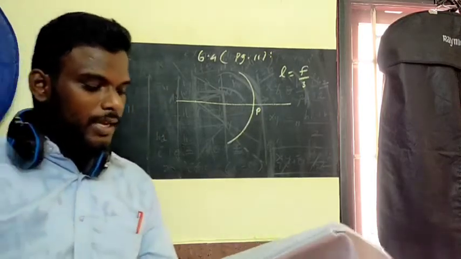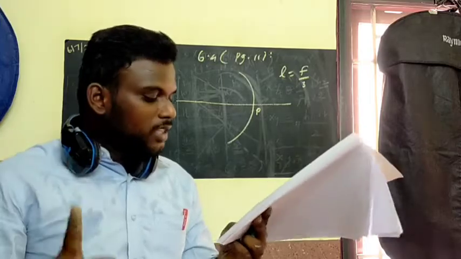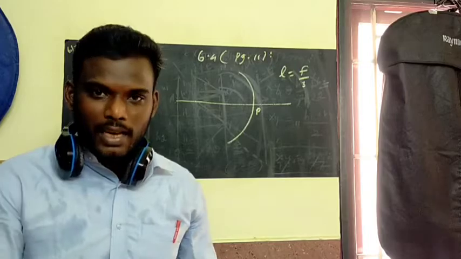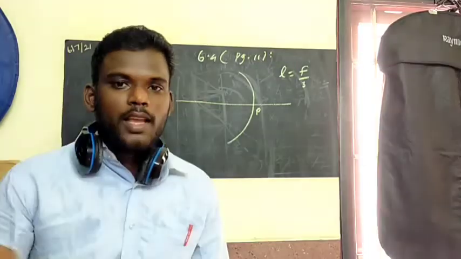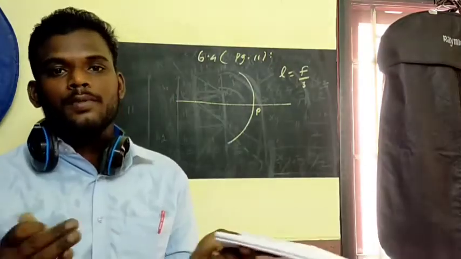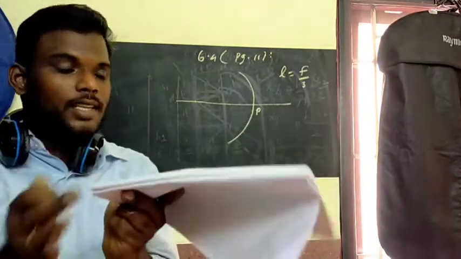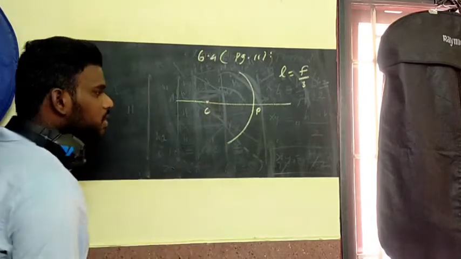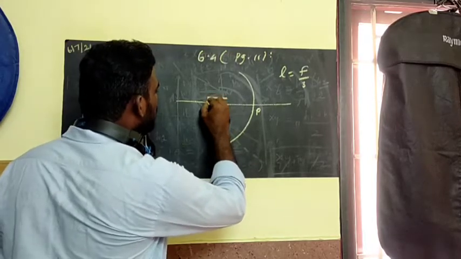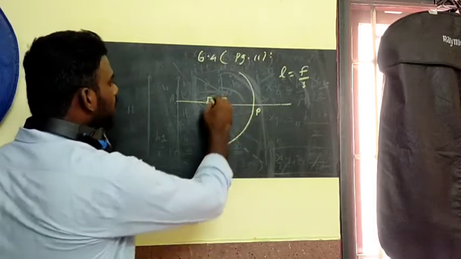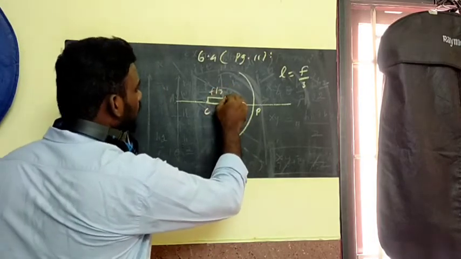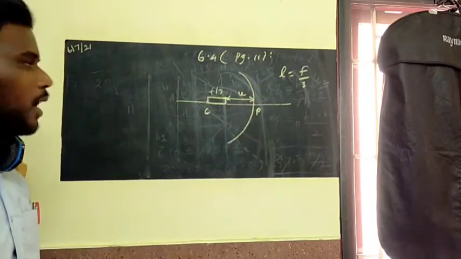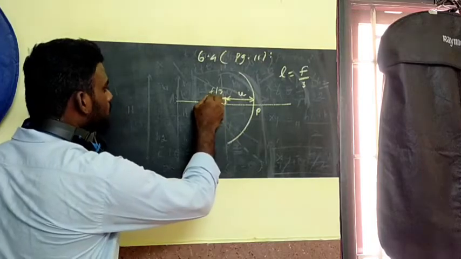Please note the keyword: they are telling that its image, which is real and elongated, just touches the rod, which means the image and the object coincide with each other. Not fully, they only just touch. How will they be placed? You can see this is C. This will be a rod, and this length is f by 3. And this is the object distance from the mirror. This is U. And we have an image. Is that clear?